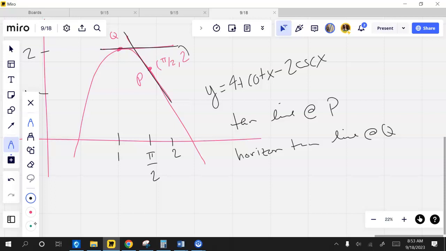Let's do the tangent line at P first, because P gives me a point. All I need is a slope, right? Because all I need to write the equation of a line is a point and a slope. So I have the point. Let's go through and find the slope. How do we find slope?